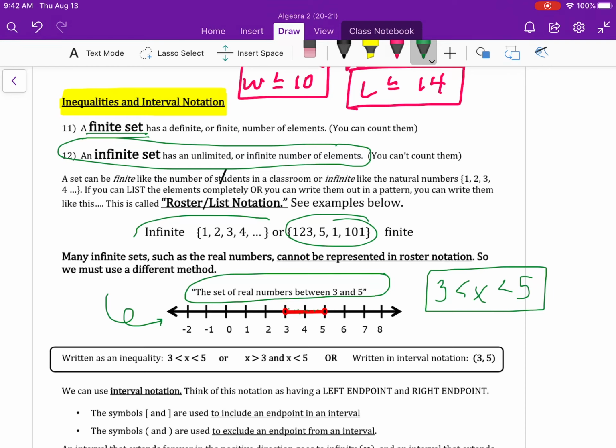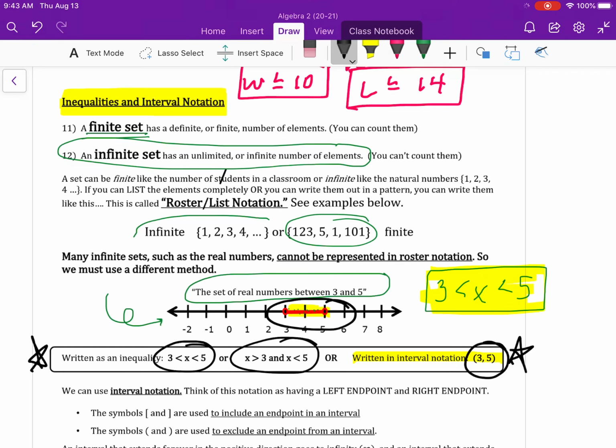Just listing numbers is really easy. So sometimes we list numbers in what we call roster or list notation. But in the case we started with down here, we have infinitely many numbers between 3 and 5. We cannot list them. So what we use is something called inequality notation, which looks like this, or something called interval notation, which looks like this. So you can see right here 4 different ways to say the same exact thing.